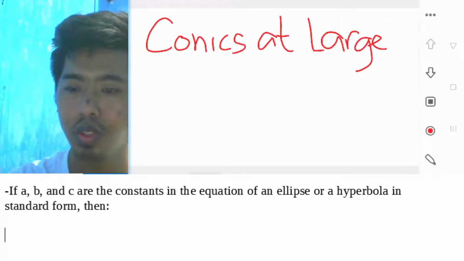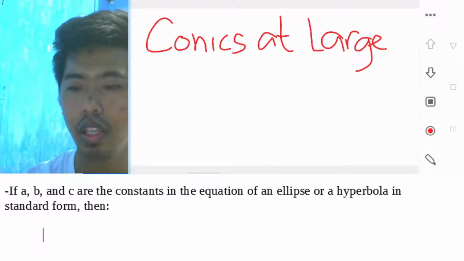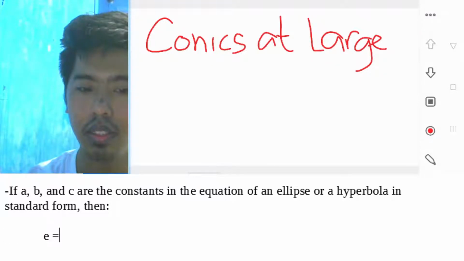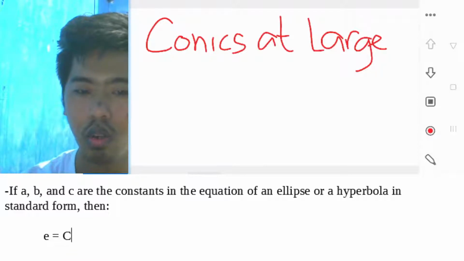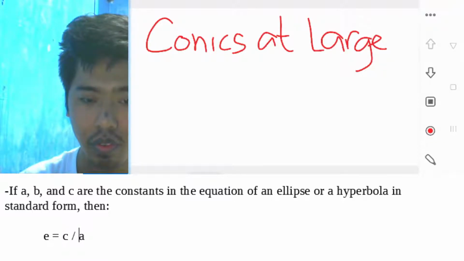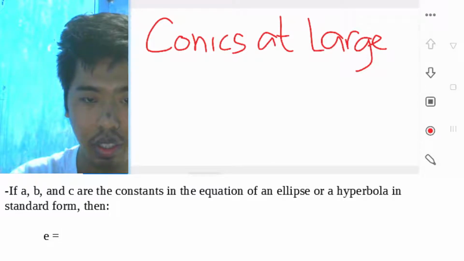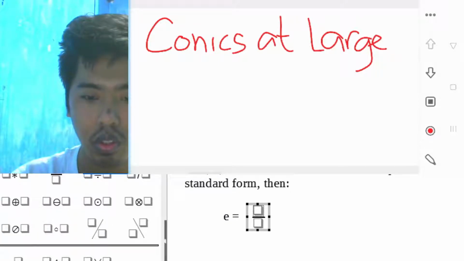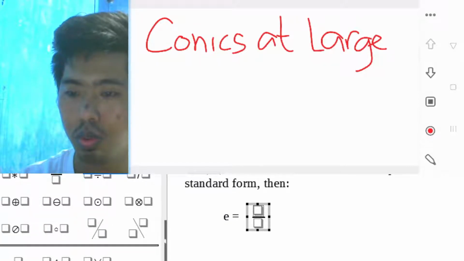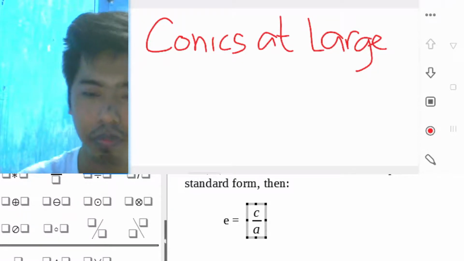So here, guys, if we say eccentricity, naa siya formula. Okay, so this would be eccentricity, or E equal to C over A. Okay, that's C over A, ha? So itong himong equation, like earlier. E equals C over A.